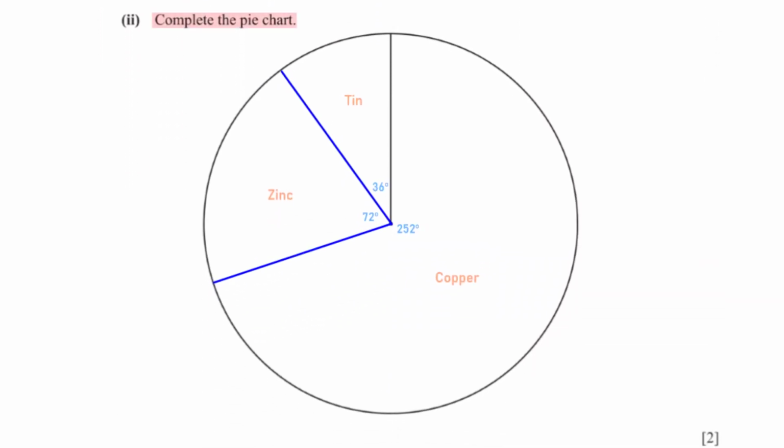Complete the pie chart. Using a protractor, we can start by measuring the sector angle for tin, which is 36 degrees. Then we measure an angle of 72 degrees for zinc. The remaining angle, which is 252 degrees, would be for copper.